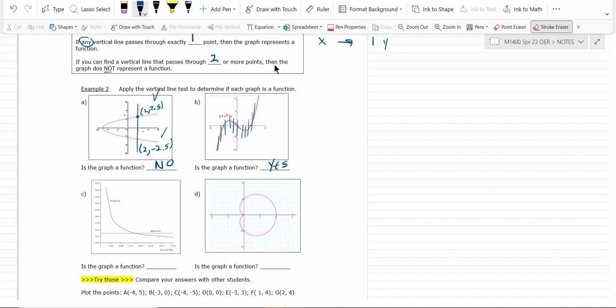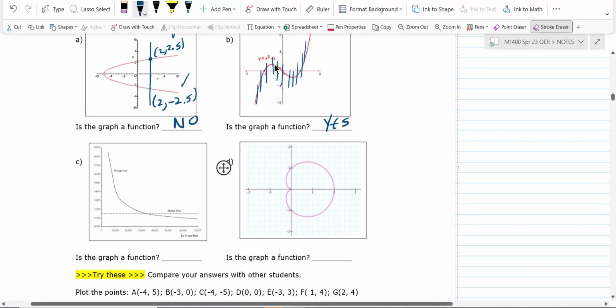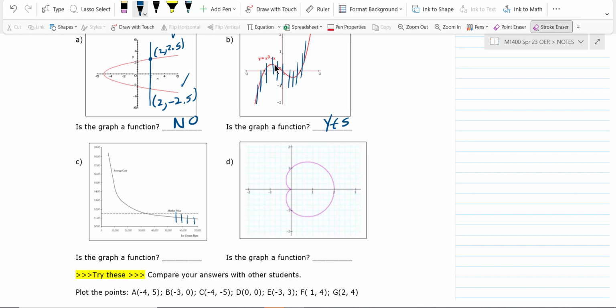On C, same thing. I'll zoom in on this a little bit. This is something you would see in a business calculus class a lot, where you might have average cost. This is a graph of an average cost function. So again, this is a function. Every single vertical line that you can possibly draw is going to go through one point only. So that is a function.